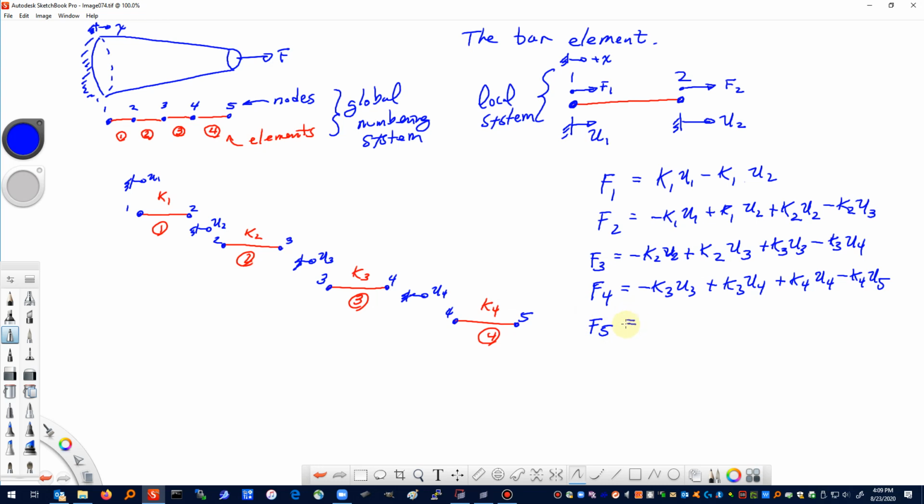The force on number 5, okay, that's sitting all the way out there, and there's nothing to the right of number 5, so it's only influenced by what goes on inside element 4. It's going to look like a K4U5 minus a K4U4.